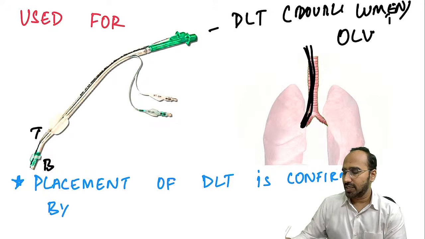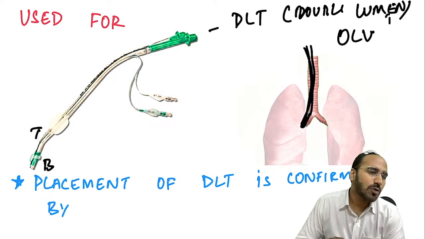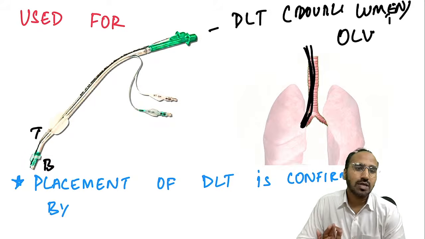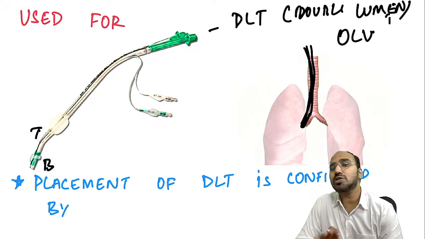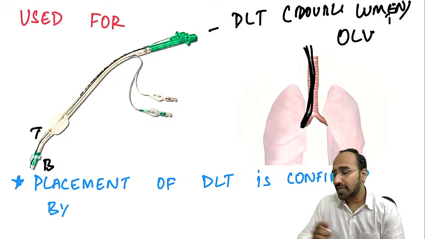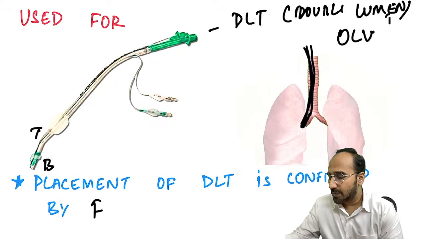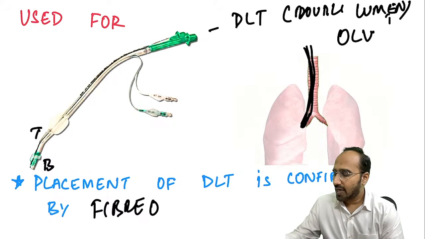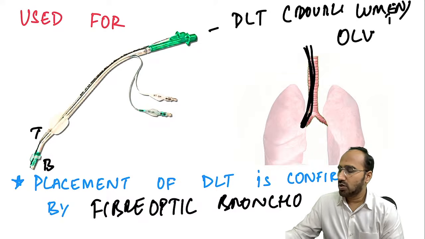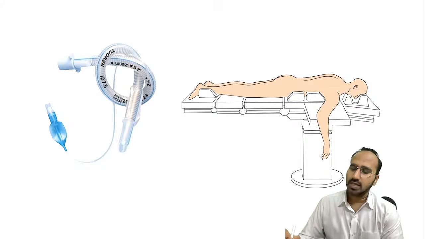So it is usually used for one lung ventilation. But after placing the double lumen tube, how will you confirm that it is in position? Don't tell me capnography. Capnography is usually used for a normal tube. Double lumen tube placement can be confirmed by fiber optic bronchoscopy. Okay.